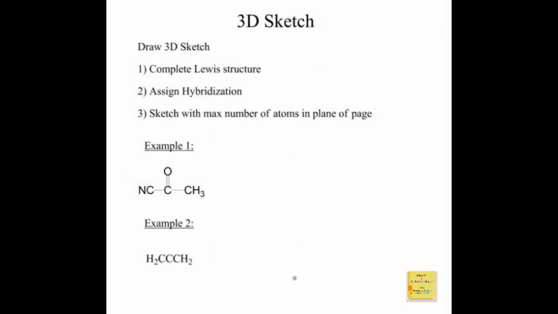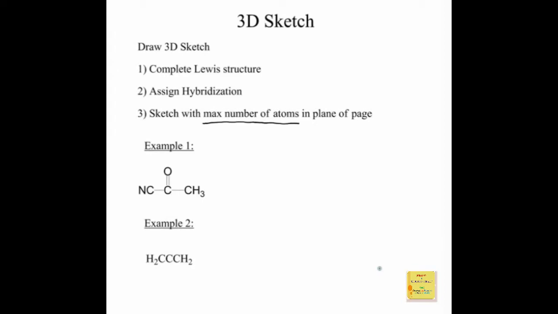So let's look at another example of doing a 3D sketch. Like we said, we need to complete our structure and then assign a hybridization. And then when we do a sketch, we might have a molecule with several different rotations and possible drawings. And so it's a good idea to try and draw the maximum number of atoms possible in the plane of the page. That's going to be the simplest drawing you can have.